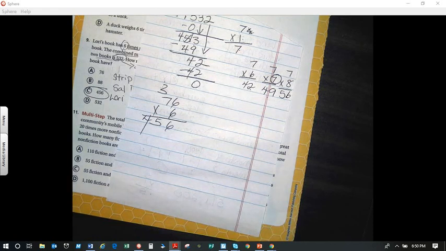All right, and our last problem for tonight. The total number of books in the community's mobile library is 1,155 books. There are 20 times more nonfiction books than fiction. So how many fiction books and how many nonfiction books are in the mobile library? So we need to do both.